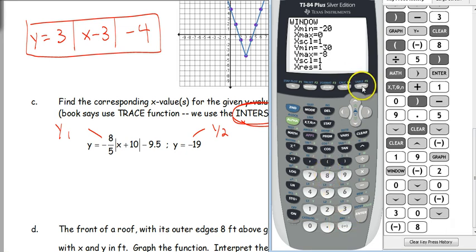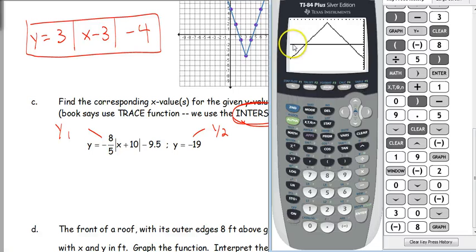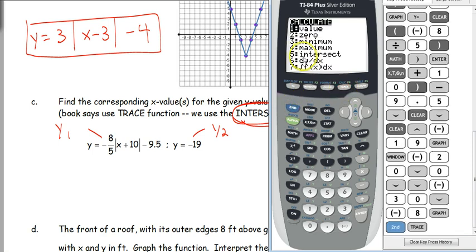And if I graph this now, I should be able to see there's my absolute value function, and there is the line where y equals negative 19. What I want to find are these two x values that solve this equation. So here's how you do it. You hit second trace, and there's an option called intersect, number 5. I'm going to just hit number 5.